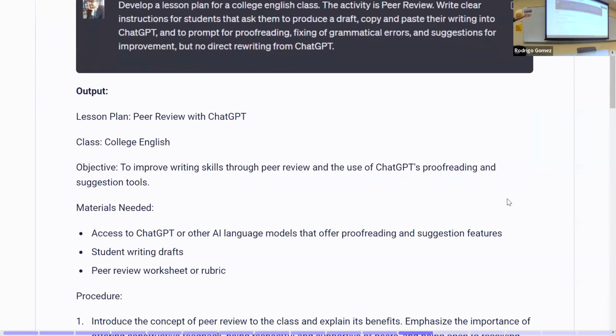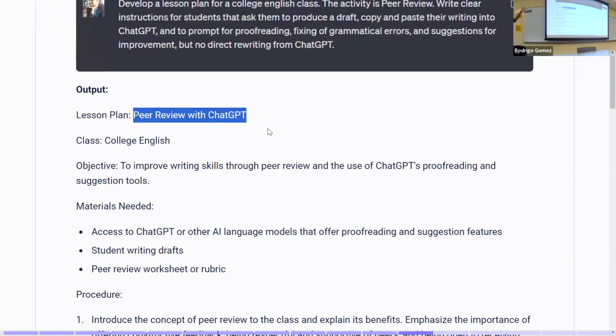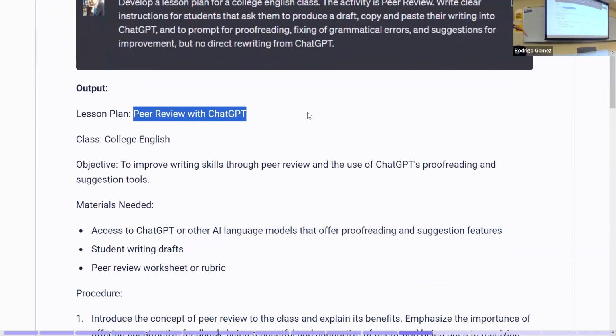So here's one output. I want a lesson plan to peer review with ChatGPT. This is exactly what I asked it. Develop a lesson plan for a college English class. The activity is peer review. Write clear instructions for students that ask them to produce a draft, copy and paste the writing into ChatGPT, and prompt for proofreading, fixing of grammatical errors, and suggestions for improvement, but no direct rewriting. So don't rewrite what I said, ChatGPT, don't you dare, right? Just give me feedback. And here's what it came up with, right? I'm just showing you the outputs, exactly this. All of this it spit out.